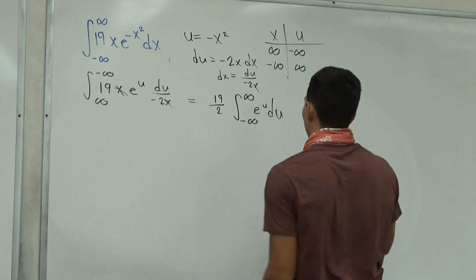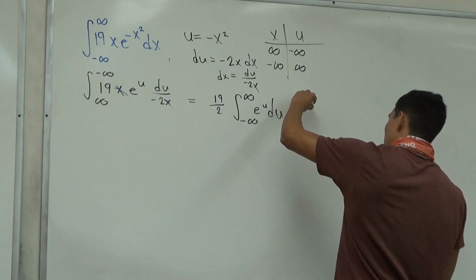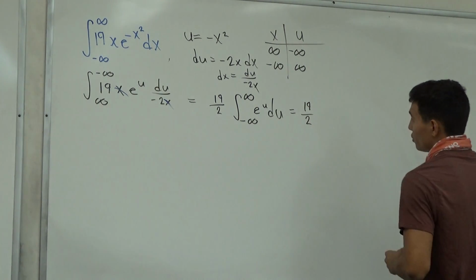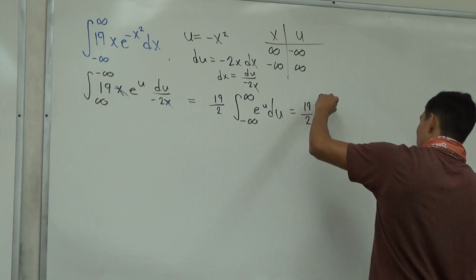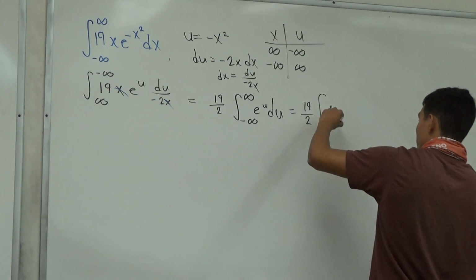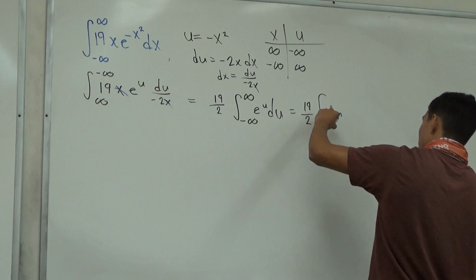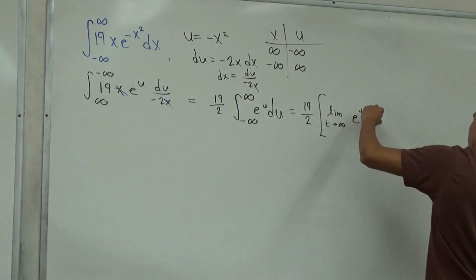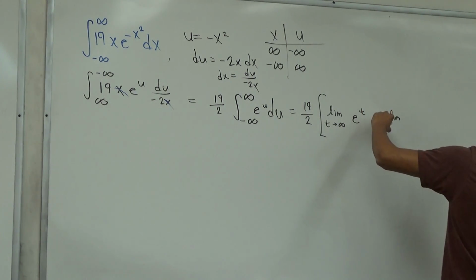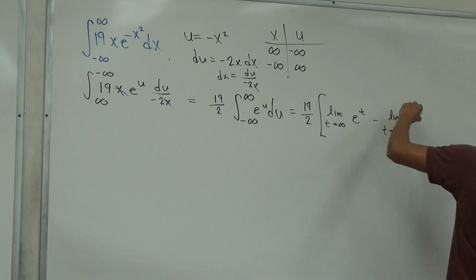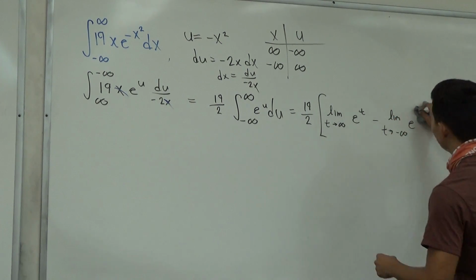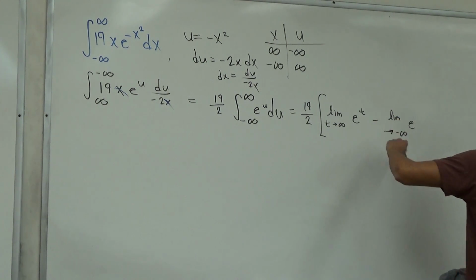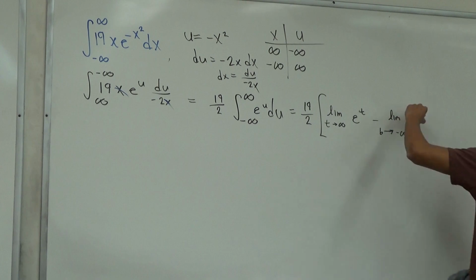19 over 2. And note here, this is how you should do it. It's going to be the limit as, I'm going to say, as t goes to infinity, and this will be e to the t minus the limit as t goes to negative infinity. And I'm going to use a different variable. Now the reason why I'm doing these variable changes and things like that is just so it looks a little bit more clean. You don't really need to do it, you just need to understand the idea of this.